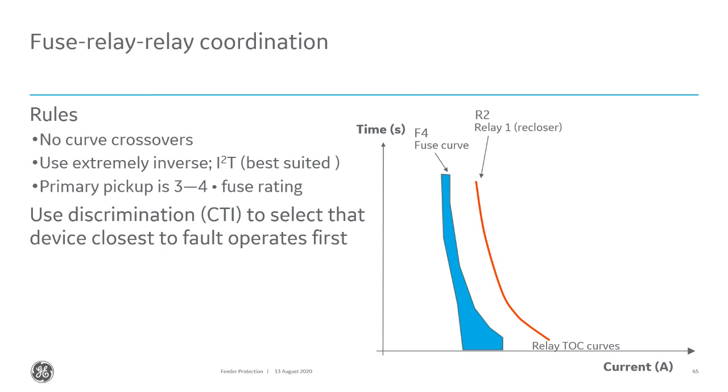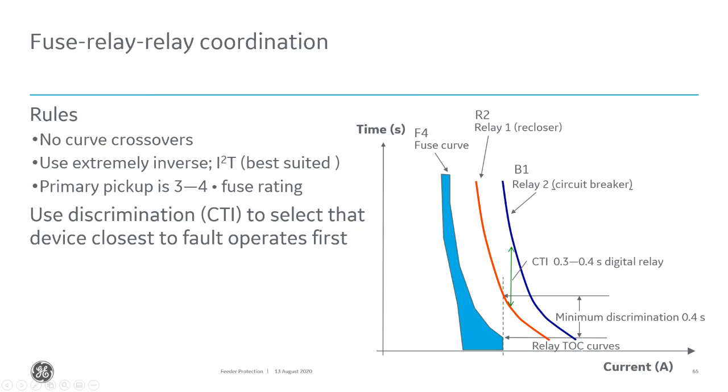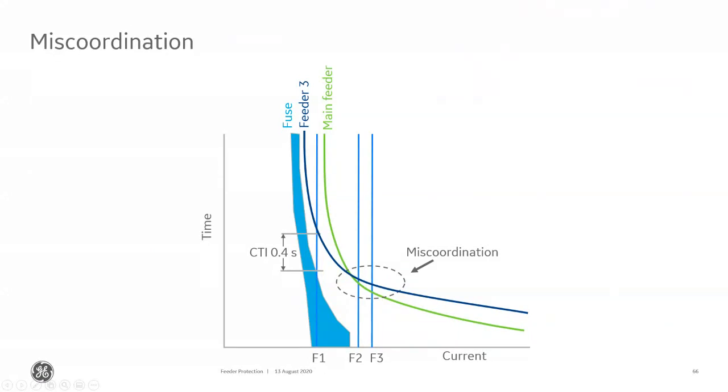So the rules for coordinating fuses, coordinating devices: I talked about coordinating with the total clearing time. You don't want the curves to touch each other because then you're going to have miscoordination. So this is an example of miscoordination. On my main feeder, I chose a curve, and for low levels of fault current, like faults at F1, I'm coordinated properly, but when I get a fault at F3 or F2, I'm miscoordinated, where my main feeder is going to trip first before the distribution feeder.